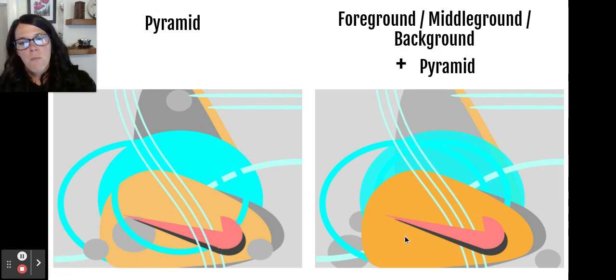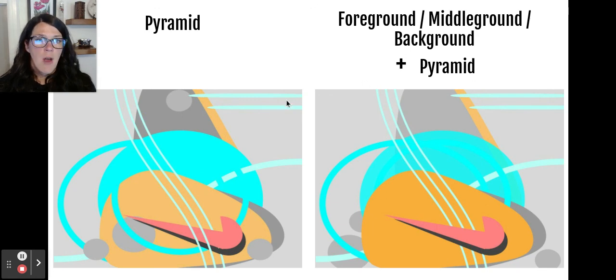So here we've got all of our bright colors fully in the front, and they overlap, coming in front of all those gray shapes in the background. So this is the pyramid abstract design, just following that foreground, middle ground, background rule as well.